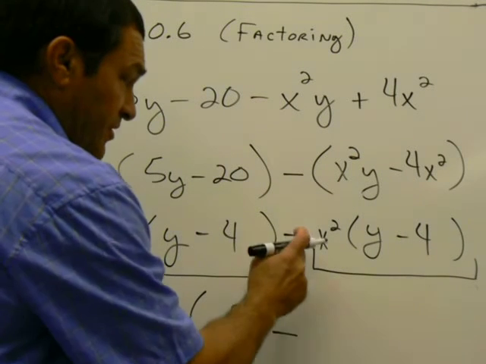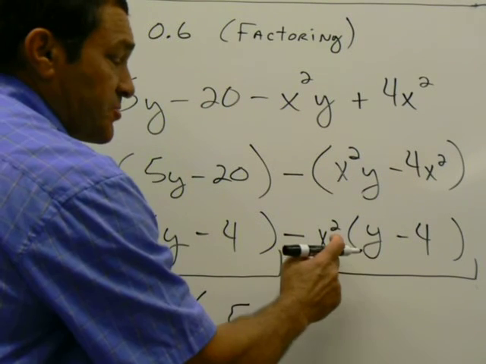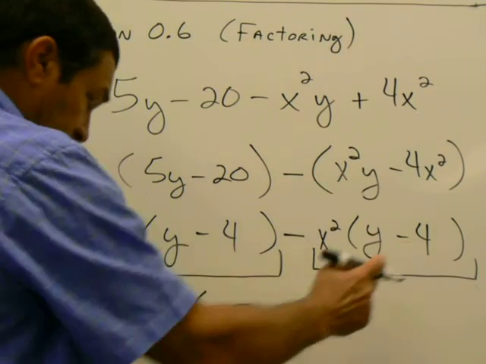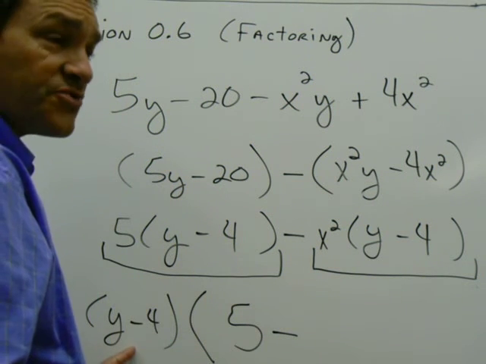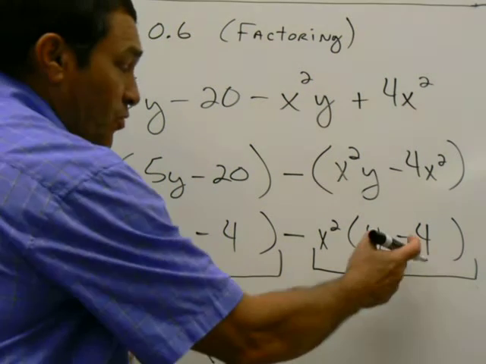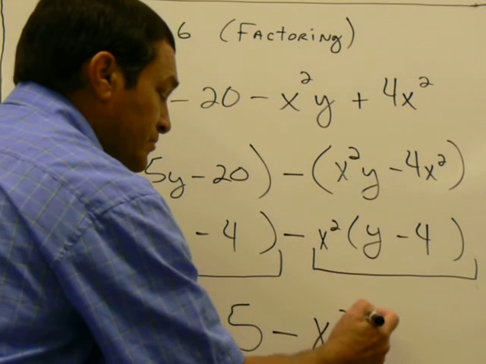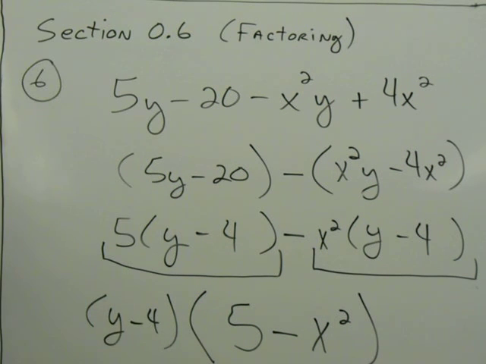Now, I have a minus sign right here. If I take the expression x squared times y minus 4, and I factor out the y minus 4 factor, I divide it by that, the y minus 4s would cancel, and that leaves you with an x squared. Now look what I've got.